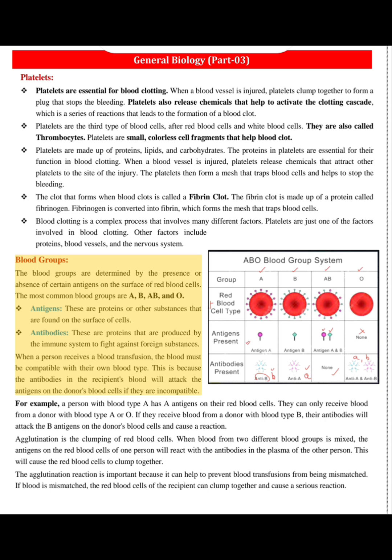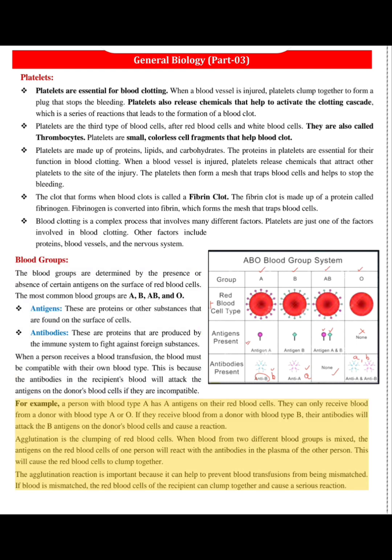When a person receives a blood transfusion, the blood must be compatible with their own blood type. This is because the antibodies in the recipient's blood will attack the antigens on the donor's blood cells if they are incompatible. For example, a person with blood type A has A antigens on their red blood cells. They can only receive blood from a donor with blood type A or O. If they receive blood from a donor with blood type B, their antibodies will attack the B antigens on the donor's blood cells and cause a reaction.